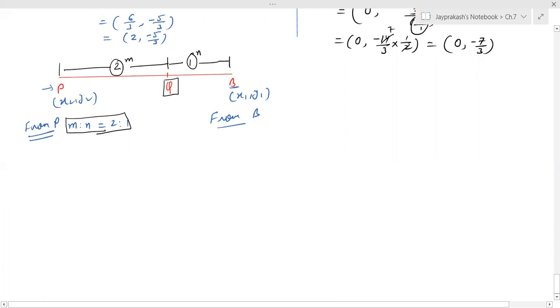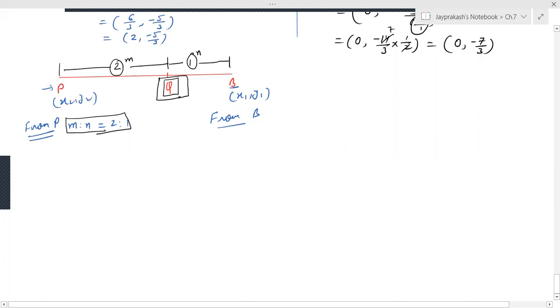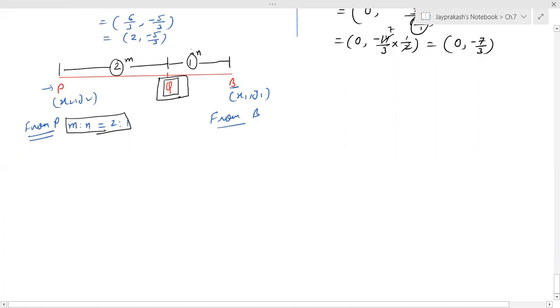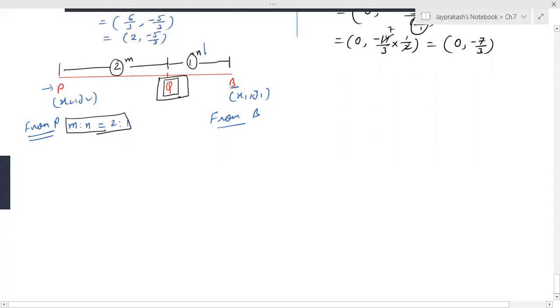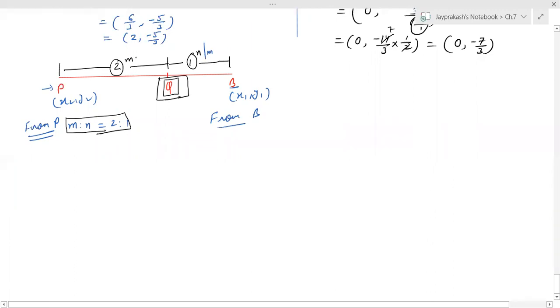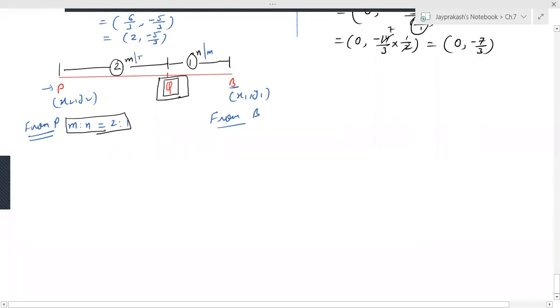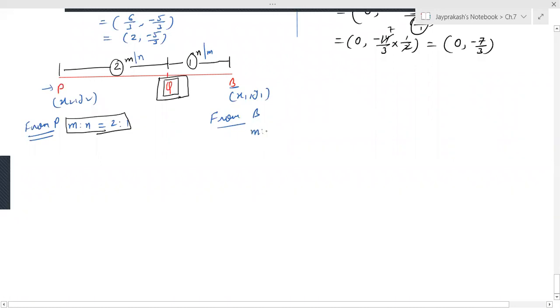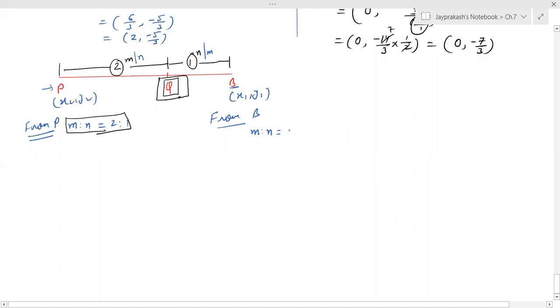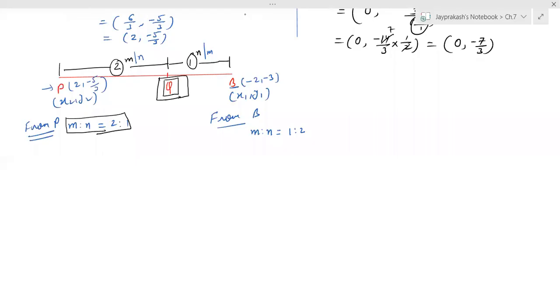अब मैं चाहता हूं कि we have to find the coordinate of Q. अब मुझे Q निकालना है from the point B. तो जिसको मैंने M ले रखा है, that point I have to consider as a N, और जिसको मैंने N मान रखा है उसको M मानूंगा. So we have M is to N is equals to 1 is to 2. ठीक है.